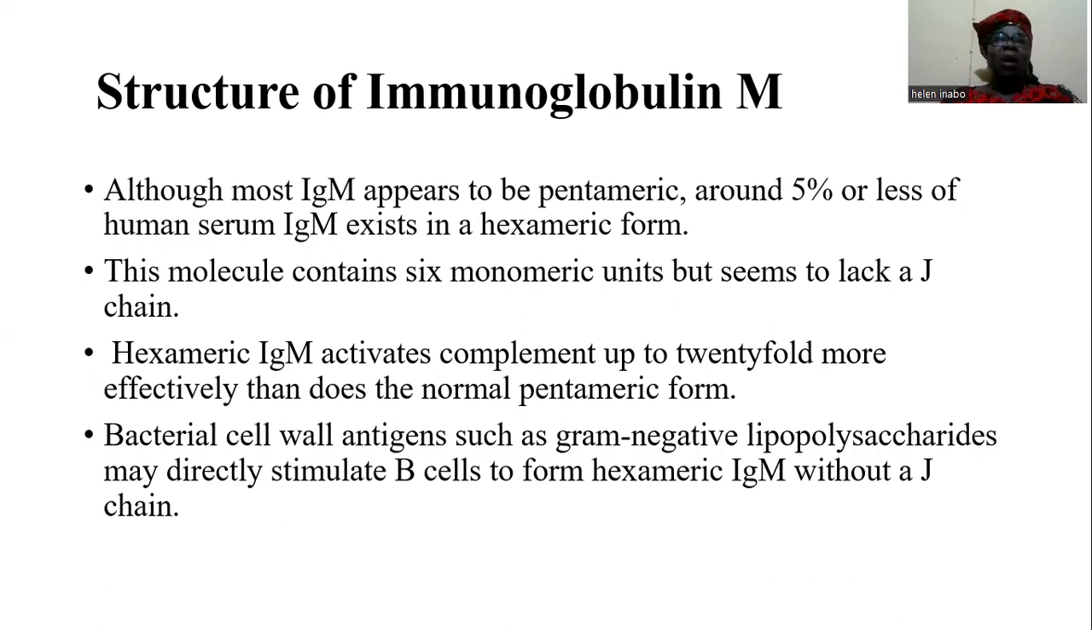The basic monomer, the basic structure of the immunoglobulin as a monomer, combine 5 of them together. Here you have the FC portion in the center. The bacterial cell wall antigens such as gram-negative lipopolysaccharides may directly stimulate B cells to form hexameric IgM without a J chain.